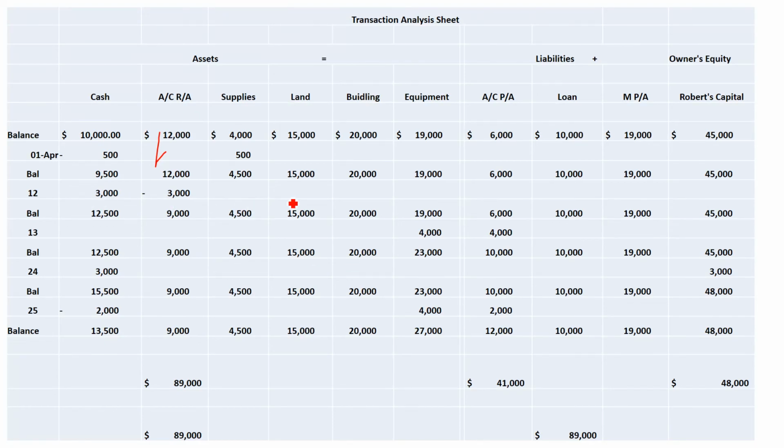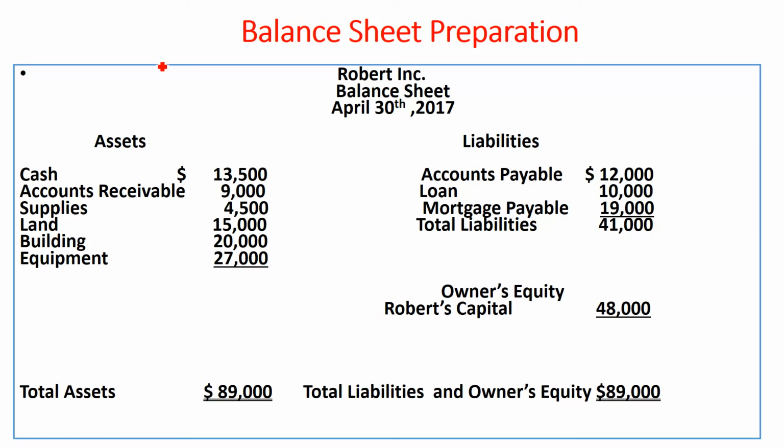After entering each transaction, you have to make the balance and see that your assets should be equal to liabilities plus capital, and at the end it is 89,000: 41,000 payable and liabilities, 48,000 owner's equity. When you add these two, it should be 89,000, 89,000. Right? Okay. Now here again, you have to make the balance sheet with the new balances.